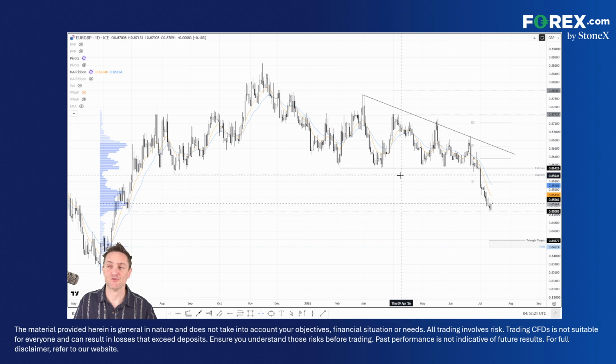Now, euro pound is really interesting because we've got this decent breakout of the descending triangle, which, if successful, could see it fall down towards 8430. However, there is potential for some mean reversion over the near term.